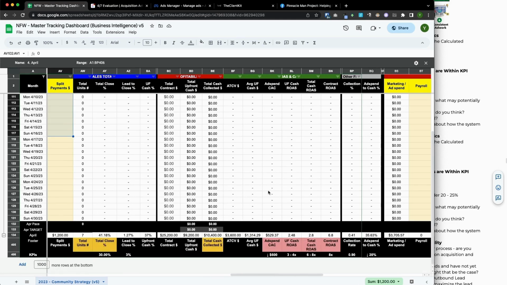And so looking at this data, I'm like, okay, cool. It looks like if they just started this month and just started advertising, then their contract ROAS is pretty high at 6, right? So that means that it'll probably catch up over on the total cash ROAS.